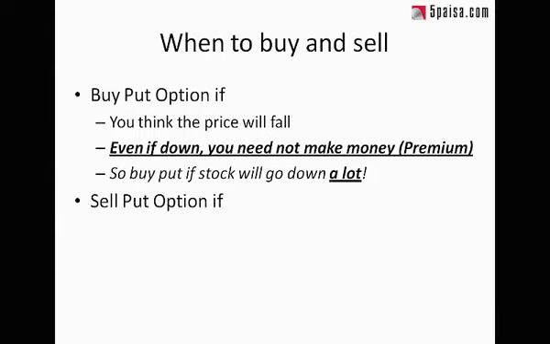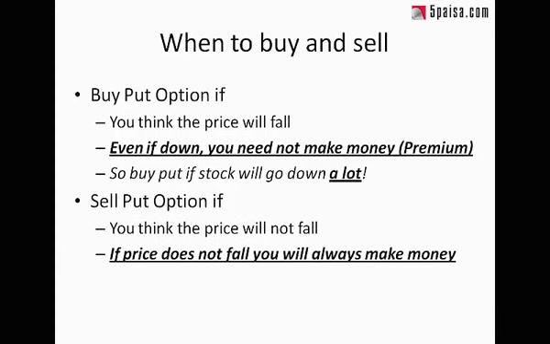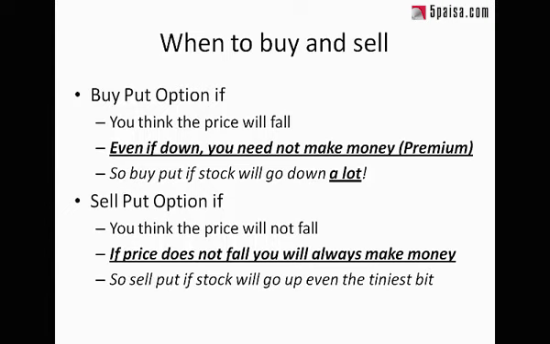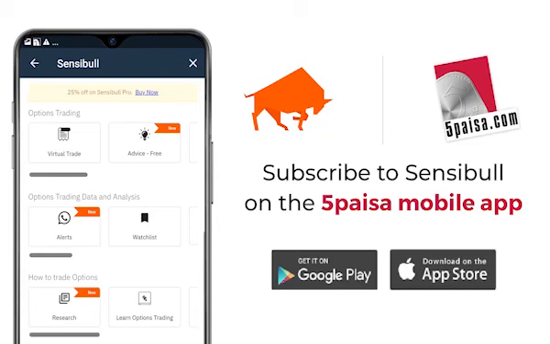And when do you sell a put option? You sell a put option if you think the price will not fall, which means it either rises or it stays where it is. If the price does not fall, you'll always make money on the put option because of the premium. So sell a put if you think the stock will stay where it is, or it will go up, or it might just go down by a small amount.